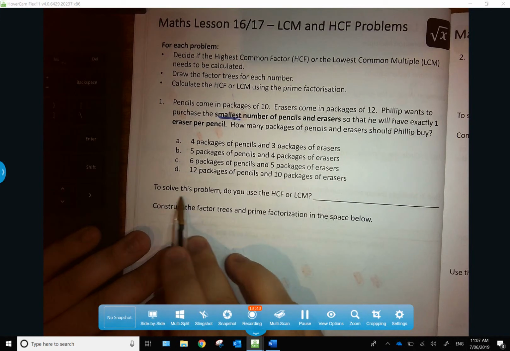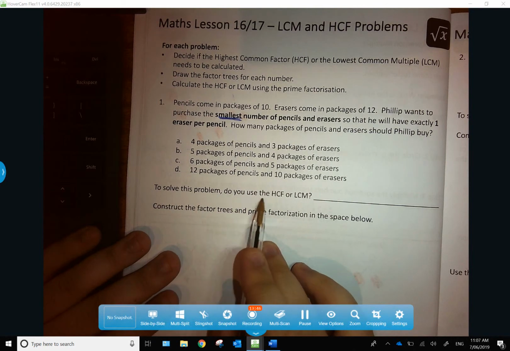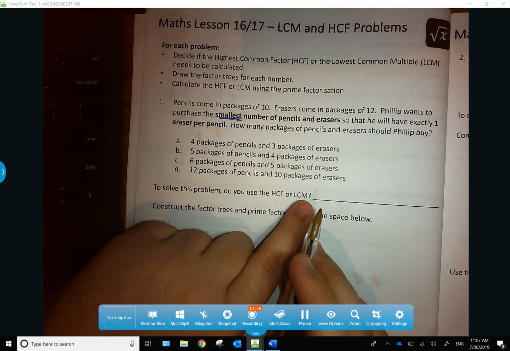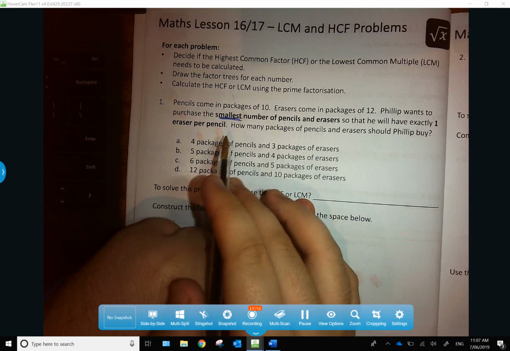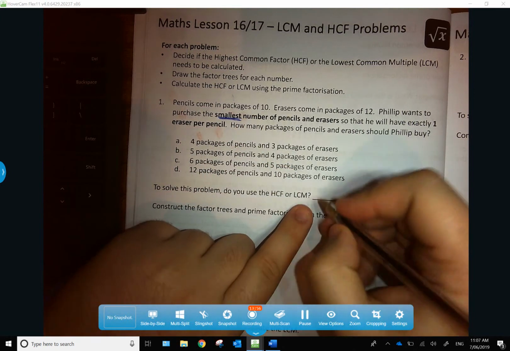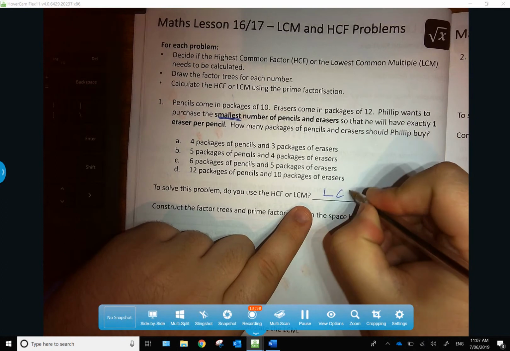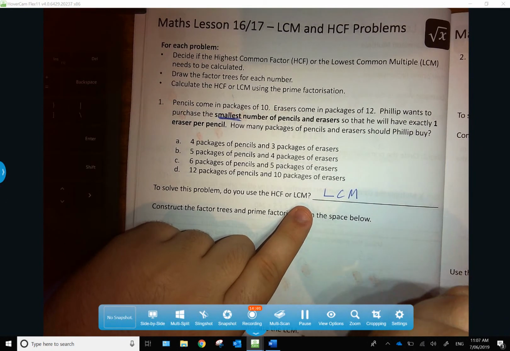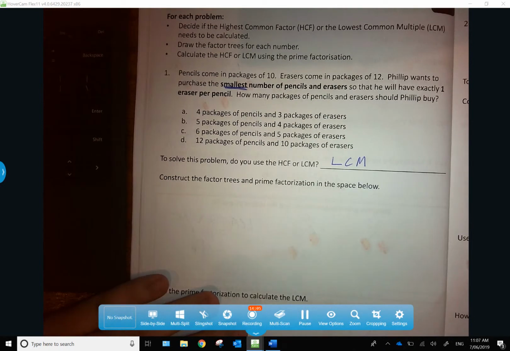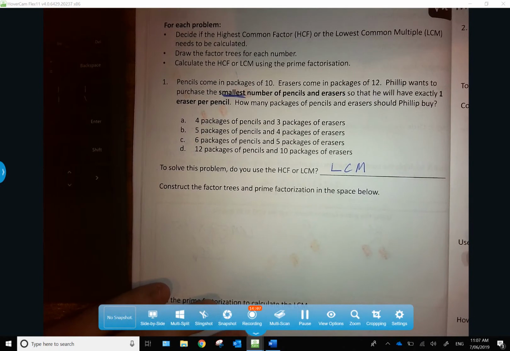To solve this problem, do you use the highest common factor or the lowest common multiple? Have a think about this. They asked for the smallest number of pencils and erasers, so I probably want to find the lowest common multiple in this example. Next thing they've asked me to do is to construct the factor trees and prime factorization in the space below.